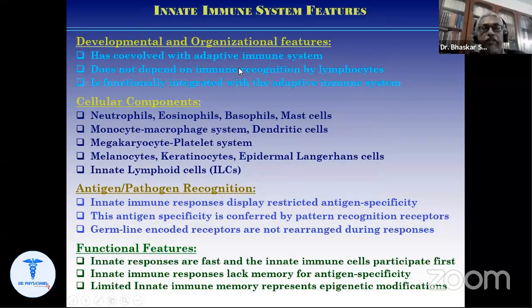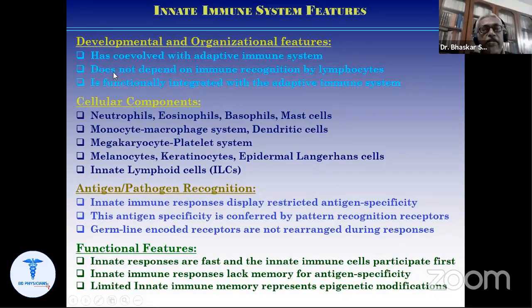So what are the features of the innate immune system? The developmental and organizational feature is that the innate immune system has co-evolved with the adaptive immune system. If you remember the first slide, after the Silurian period, when we had the adaptive immune system, the labor has been shared, so that the innate immune system does some of the work and carries forward some of that work to the cells of the adaptive immune system. So basically, the innate and adaptive immune systems have co-evolved together after the Silurian period.